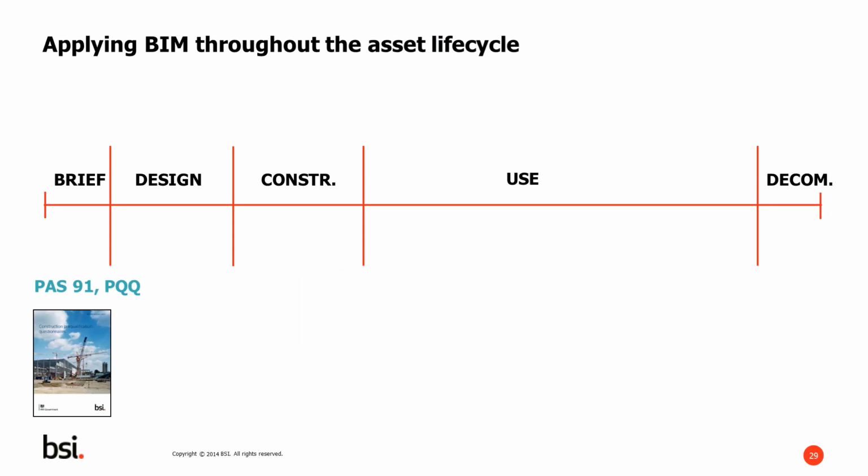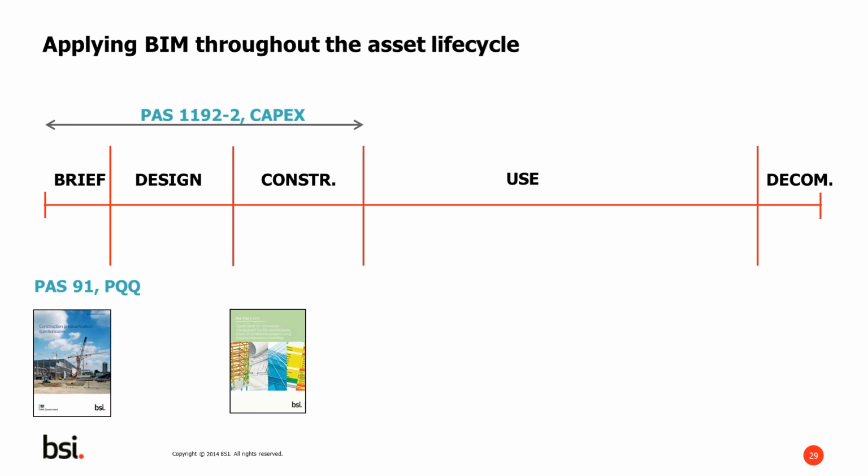We talked earlier about PAS 91, the pre-qualification document, which establishes what you need to be doing in order to tender for work, for example, on government projects, and identifies the need for PAS 1192 Part 2 to be used to demonstrate compliance against BIM requirements. Then we have PAS 1192 Part 2, which is very much focused on the CapEx aspect of the life cycle of assets, covering all the way from briefing and design through to construction.